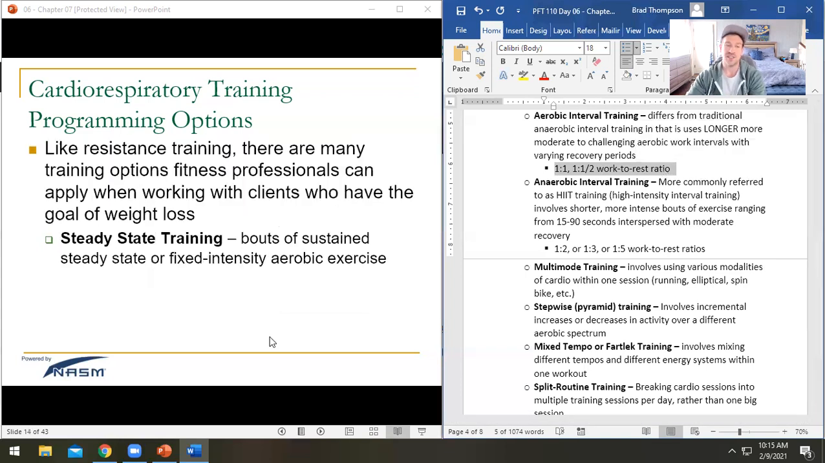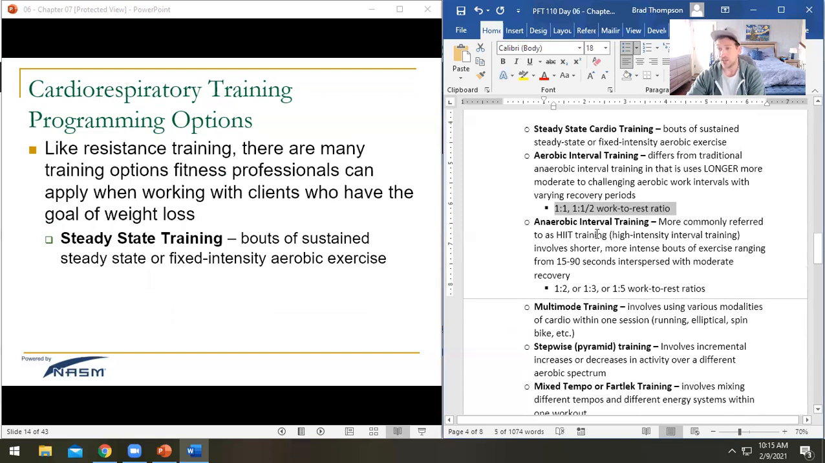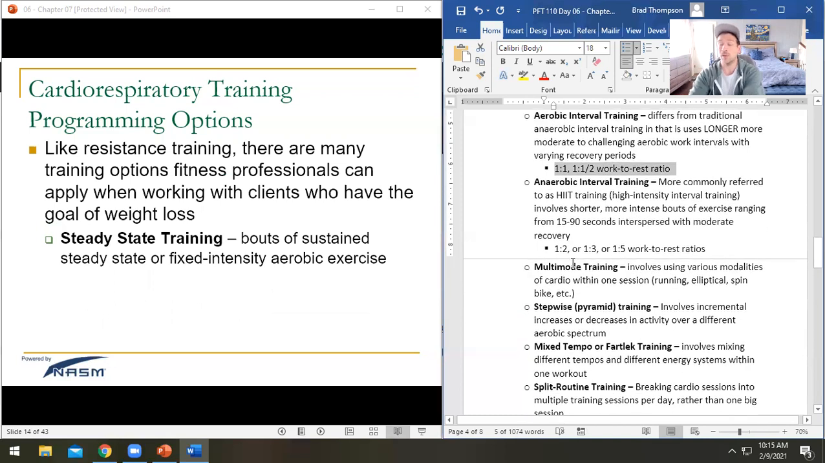So we went from the lowest intensity, which was that steady state cardio. That's really low intensity because it's something you can maintain for, let's say, 30 minutes. Into aerobic interval training, which is slightly more intense, but not intense enough to cause an overuse injury. So maybe you sprint for 1 minute and then you recover for 1 minute, and then you sprint for 1 minute and you recover for 1 minute. If you're doing that, your sprints are not going to be maximal intensity sprints.